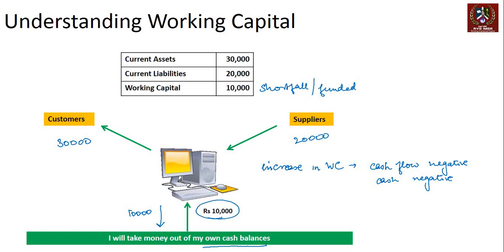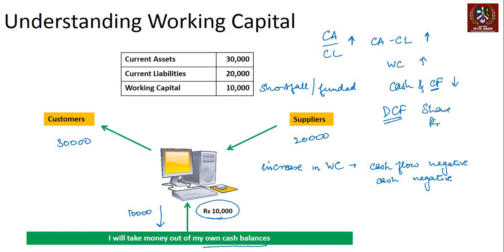Now, we go back to our first question that we had seen. If current ratio has gone up, that must mean that CA minus CL will also have gone up. That would mean that working capital would also have gone up. Working capital going up would mean cash and cash flow would have gone down. And remember, stock prices are valued based on discounting of the cash flows. You are discounting the cash flow to calculate the stock price. So if the cash flow goes down, automatically your share price should react negatively. The share price should also move down.